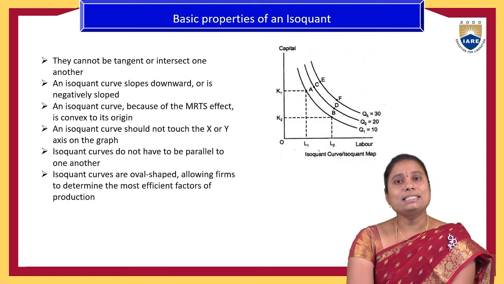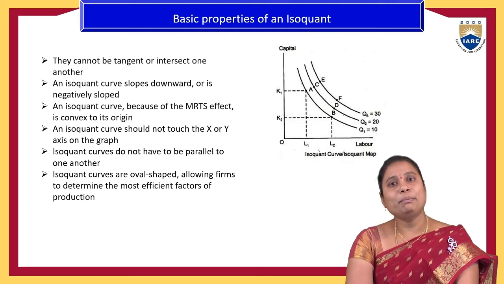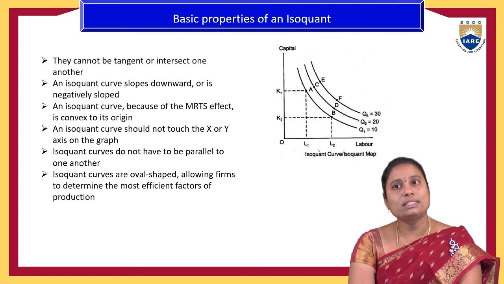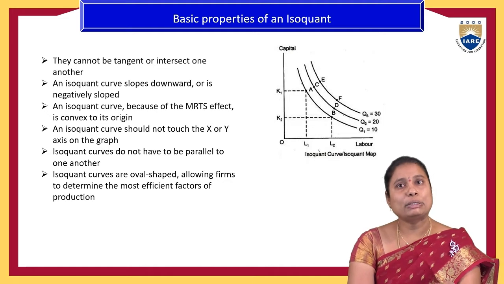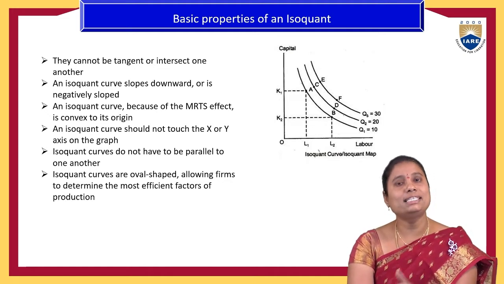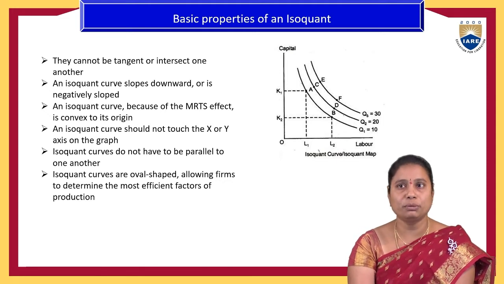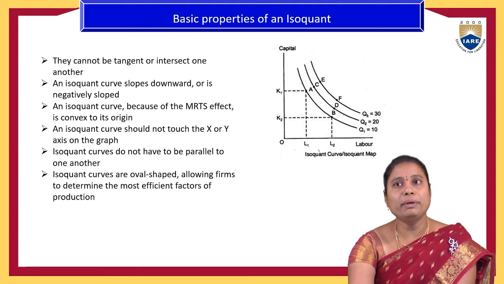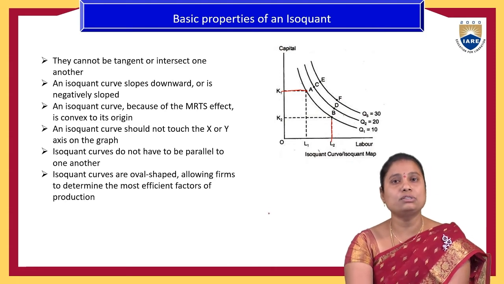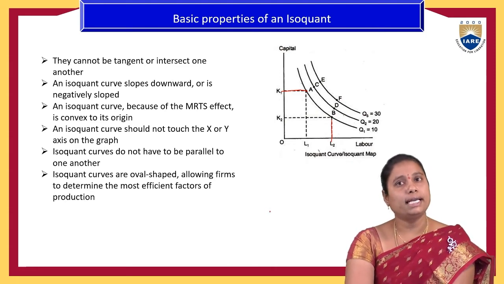Now if we see the basic properties of isoquant curves, they cannot be tangent or intersect with one another because they are all substitutable. So if one is reducing, then automatically the other element will increase. So that's why there is no chance of tangent or intersection.